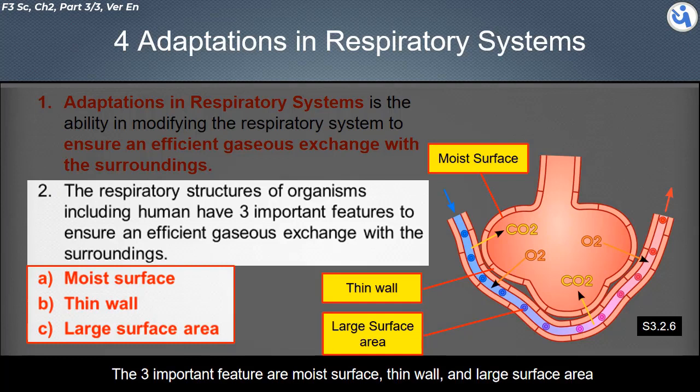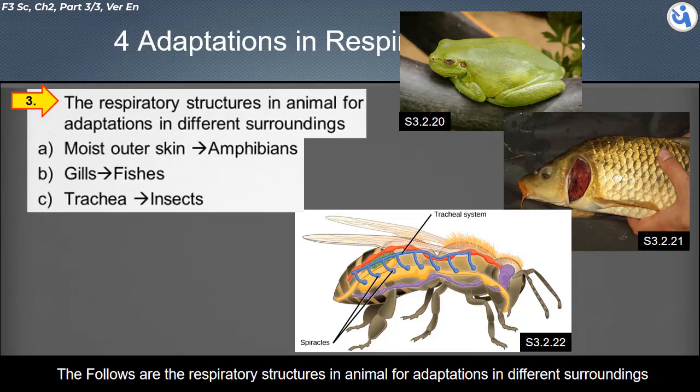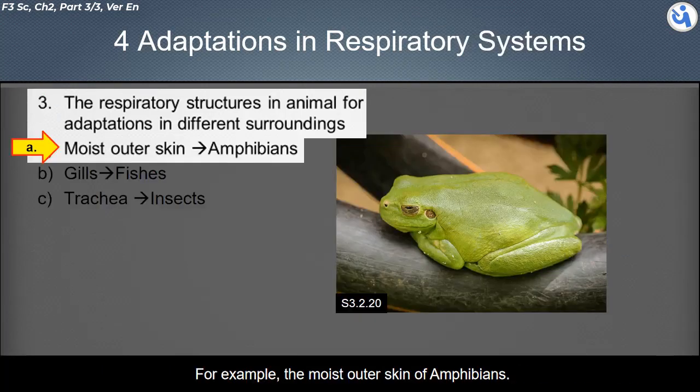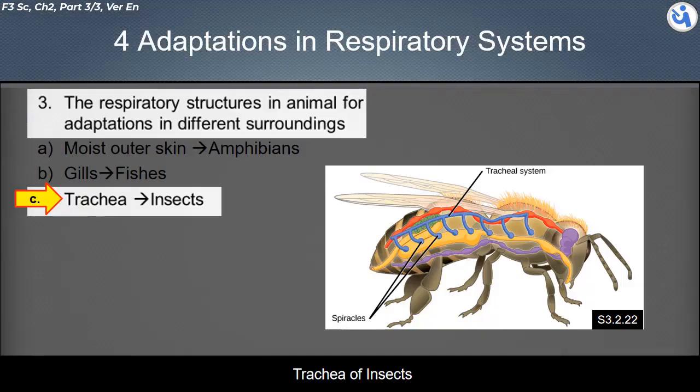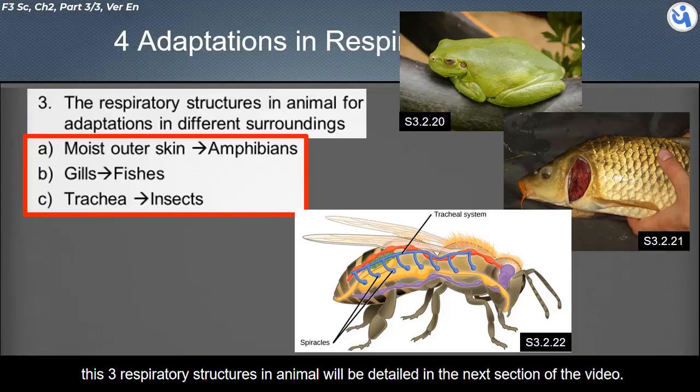The 3 important features are moist surface, thin wall, and large surface area. The following are the respiratory structures in animals, for adaptations in different surroundings. For example, the moist outer skin of amphibians, gills of fishes, trachea of insects. These 3 respiratory structures in animals will be detailed in the next section of the video.